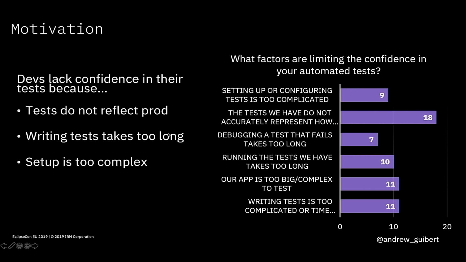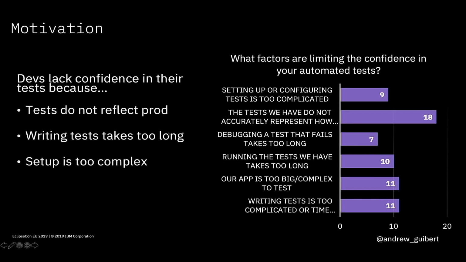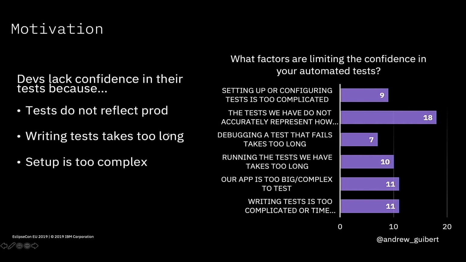So I ran the same Twitter survey from before. I said, why do people lack confidence in their tests? What are the main issues we see here? And the #1 issue was that our tests don't accurately reflect the way our app runs in production. So dev/prod parity was an issue for people. Also, writing the test takes too long. It's just too complicated. And likewise, setup for the test is too complicated. You have to install too much stuff, or there can be brittleness.